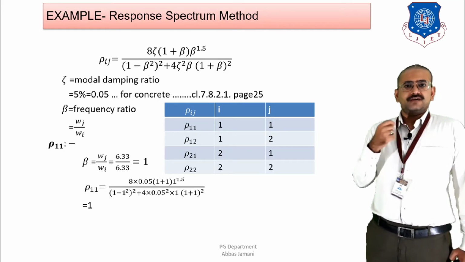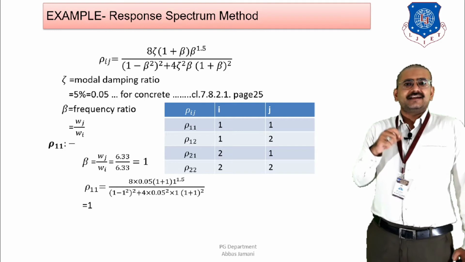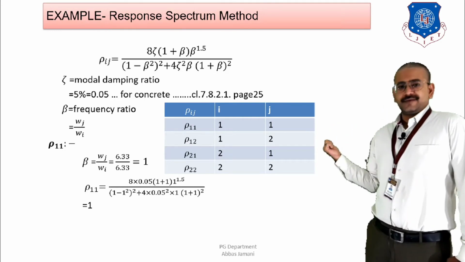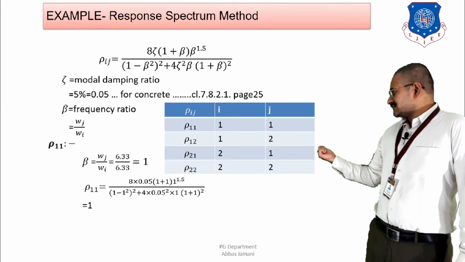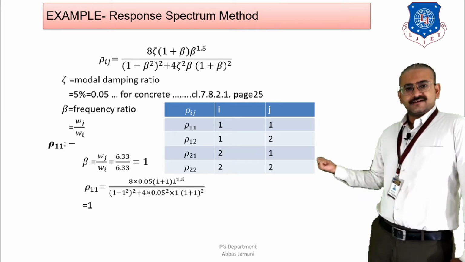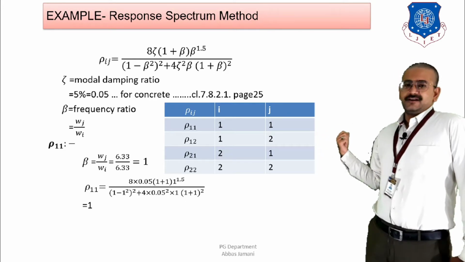So when I am talking about the cross modal coefficient, what you have to do is prepare a table where rho ij is given, with the suffix values, that is rho 11, rho 12, rho 21 and rho 22, and the corresponding values of i and j.